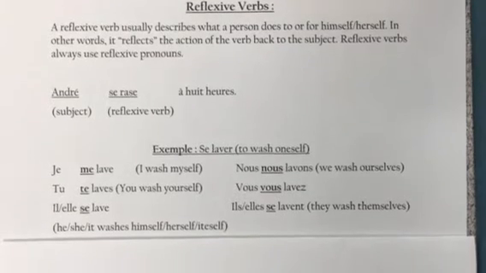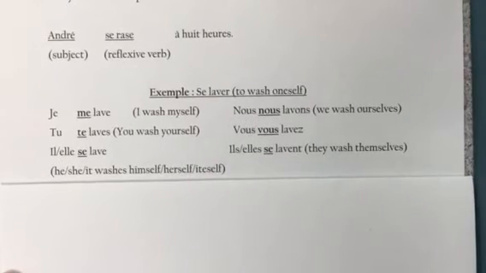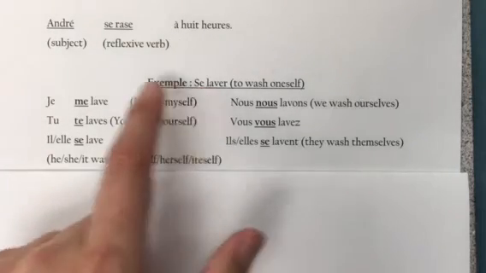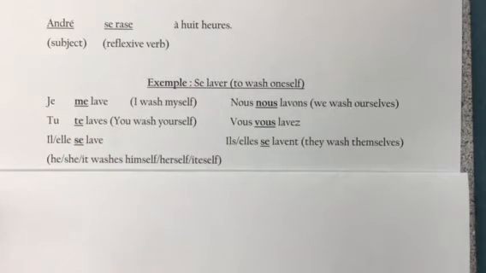Okay, I'm going to move down here. This is my example, okay? Fully conjugated se laver. So if I want to say je me lave, I wash myself. That's what you're going to use. So as you can tell, the se is going to change to me. So anytime you want to talk about yourself using a reflexive verb, you need to add the me. Je me lave, je me coiffe, je me réveille. Whatever you're doing, you have to have the me. If it's tu, te lave, te coiffe, whatever. Il and elle is se, so it stays the same.